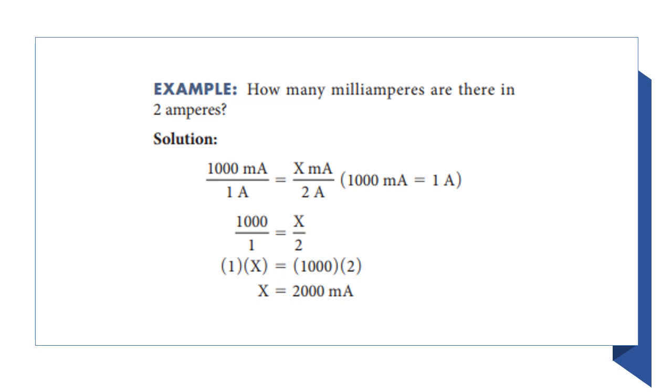So, we can write the left-hand side of the equation as 1000 milliamperes over 1 ampere. This is equal to the right-hand side of the equation, which is x milliamperes over 2 amperes. Here, we need to find the value of x. By cross multiplying, we get 1 times x on the left-hand side and 1000 times 2 on the right-hand side. Then, by solving this multiplication, we get x equal to 2000 milliamperes.